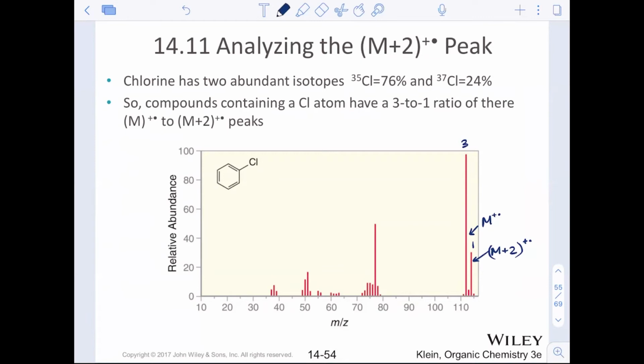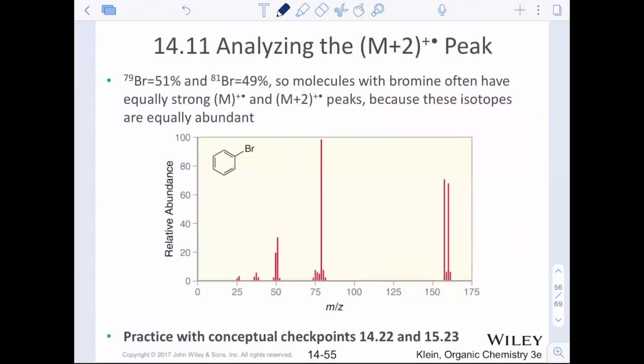So we can use the height differences, the relative abundance of our lines, to start to identify heteroatoms in a compound. Again, matching things, right? That's what our main goal is for this. Bromine has 2 isotopes as well. So we'll see a molecular ion peak and an M+2 peak. Bromine exists as bromine-79 and bromine-81. More of a 50-50 ratio there, right?